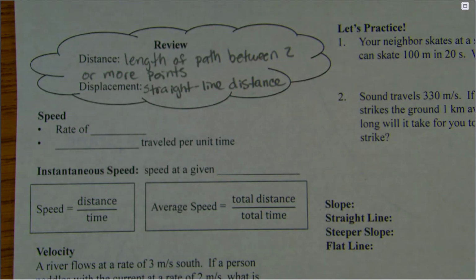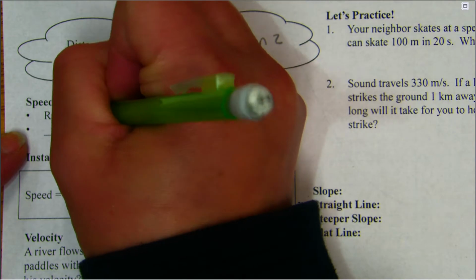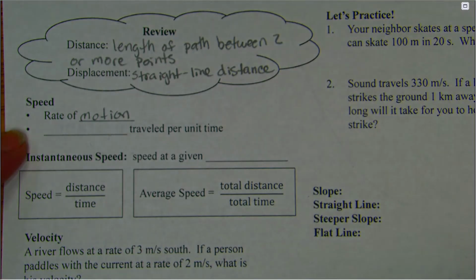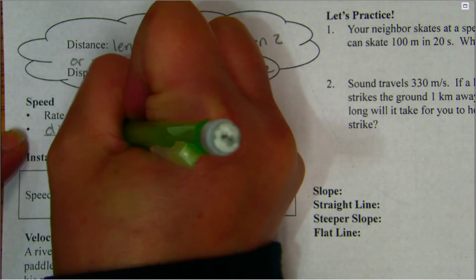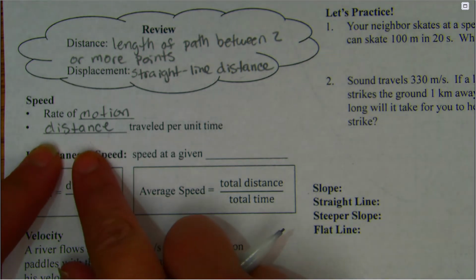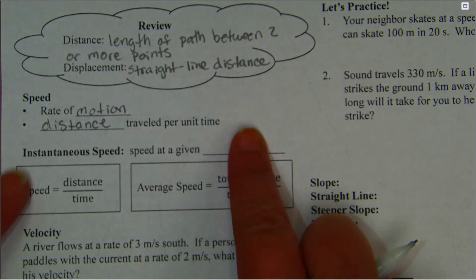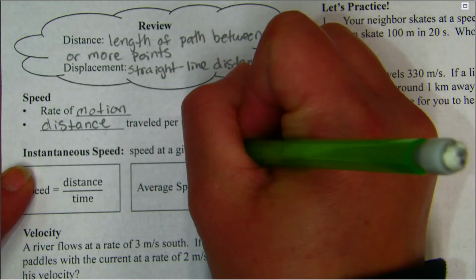So in this unit, we're going to start and we're going to look at speed. Speed is the rate of motion, and it is the distance traveled per unit time. So this is why we're reviewing distance and displacement, because speed is the distance traveled per the time it takes to travel that distance. The instantaneous speed is the speed at any given instant.